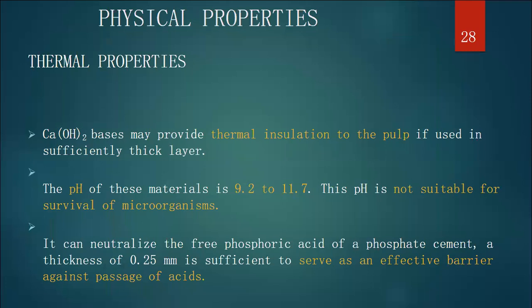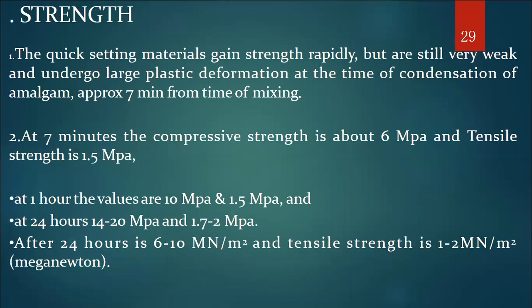Now the physical properties. Thermal properties: calcium hydroxide bases may provide thermal insulation to the pulp if used in sufficiently thick layers. The pH of these materials is 9.2 to 11.7. This pH is not suitable for survival of microorganisms. It can neutralize the free phosphoric acid of a phosphate cement. A thickness of 0.25 mm is sufficient to serve as an effective barrier against passage of acids.